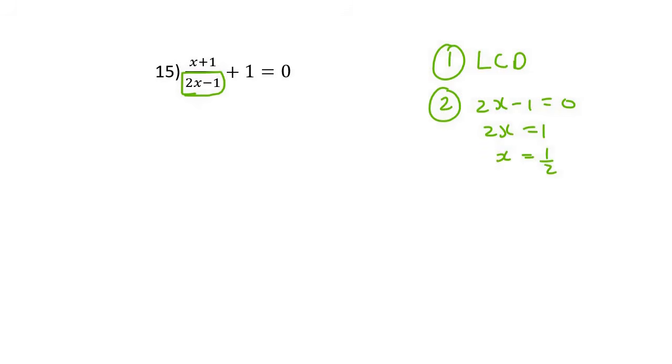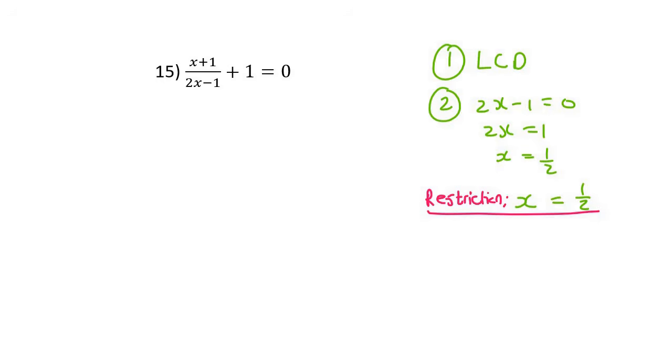So what that means is that when we get our answer later on, we must make sure that x is not equal to a half. Because if x does become a half, then this whole part at the bottom becomes a 0, and that's undefined, which is not allowed. So your teacher might call this the restriction. Okay, so just remember to show that in the test.